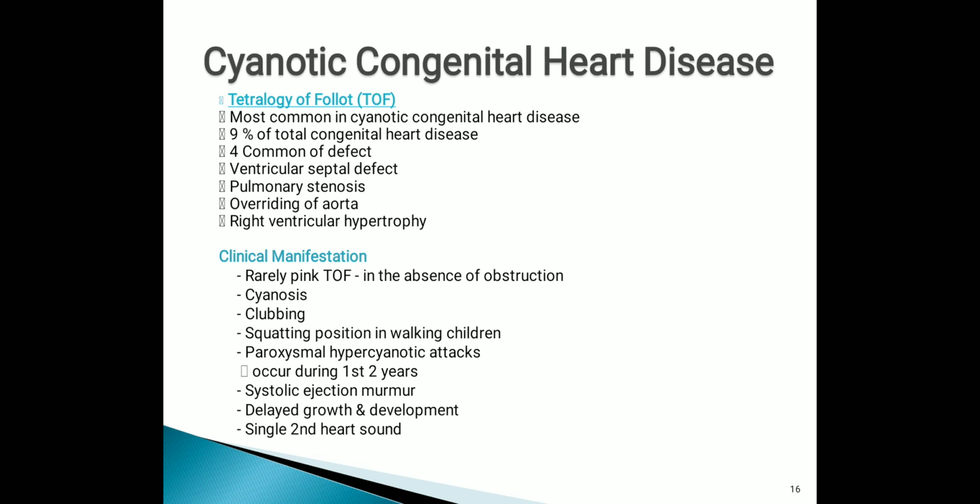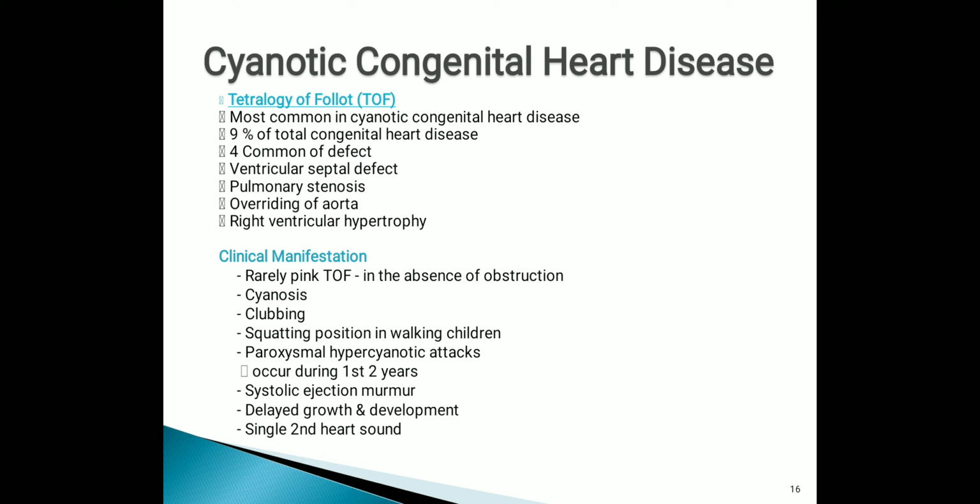Cyanotic congenital heart disease. First, tetralogy of Fallot. Most common in cyanotic congenital heart disease, 9% of total congenital heart disease. 4 components of defect: ventricular septal defect, pulmonary stenosis, overriding of aorta, right ventricular hypertrophy. Clinical manifestation: rarely pink TOF in the absence of obstruction.